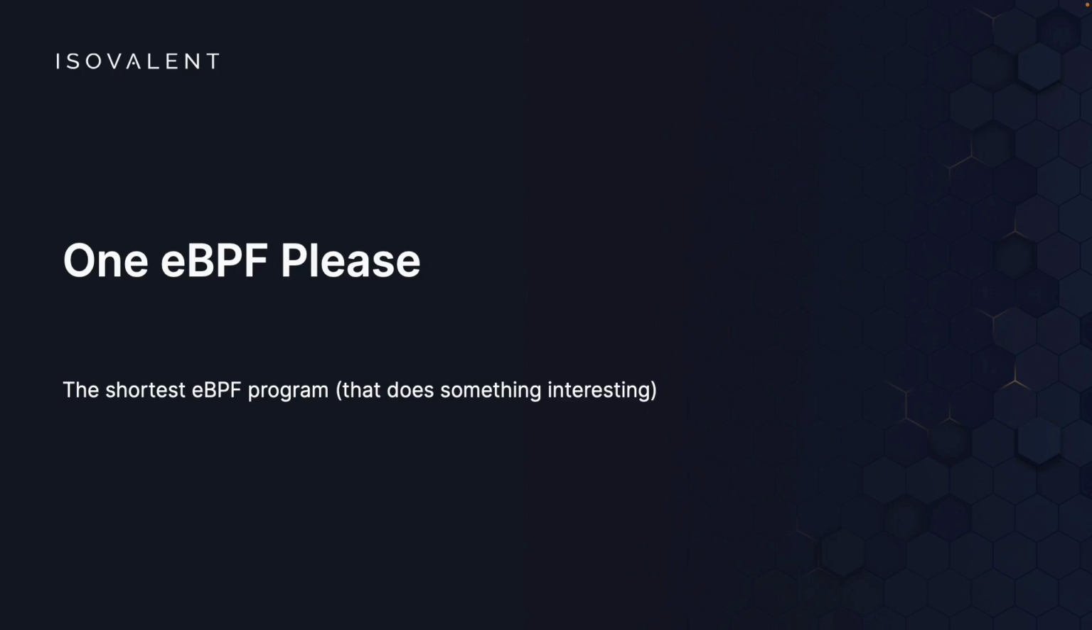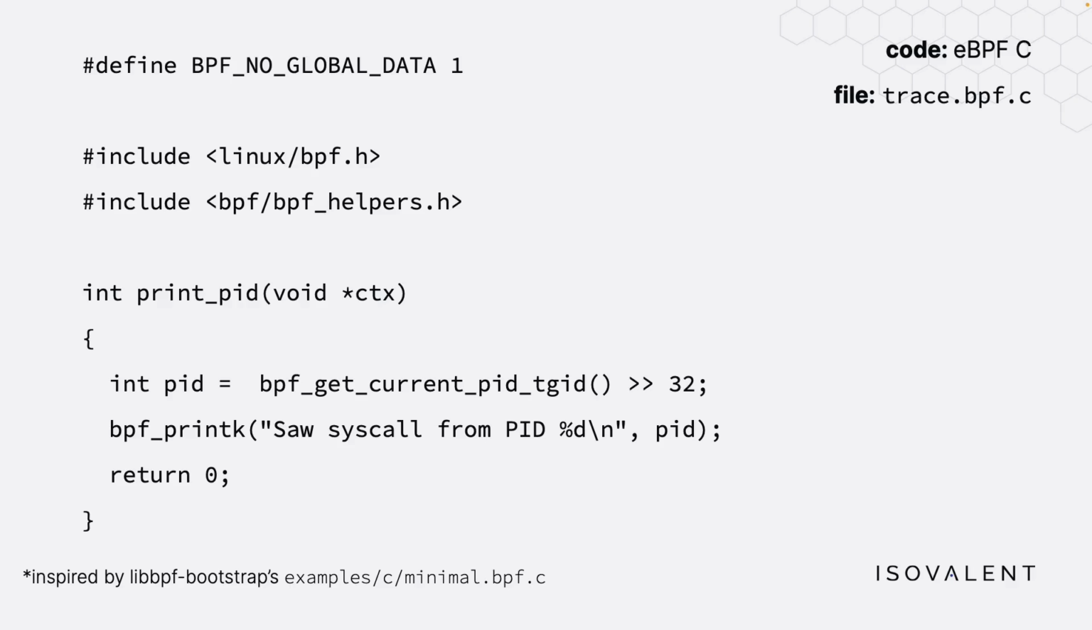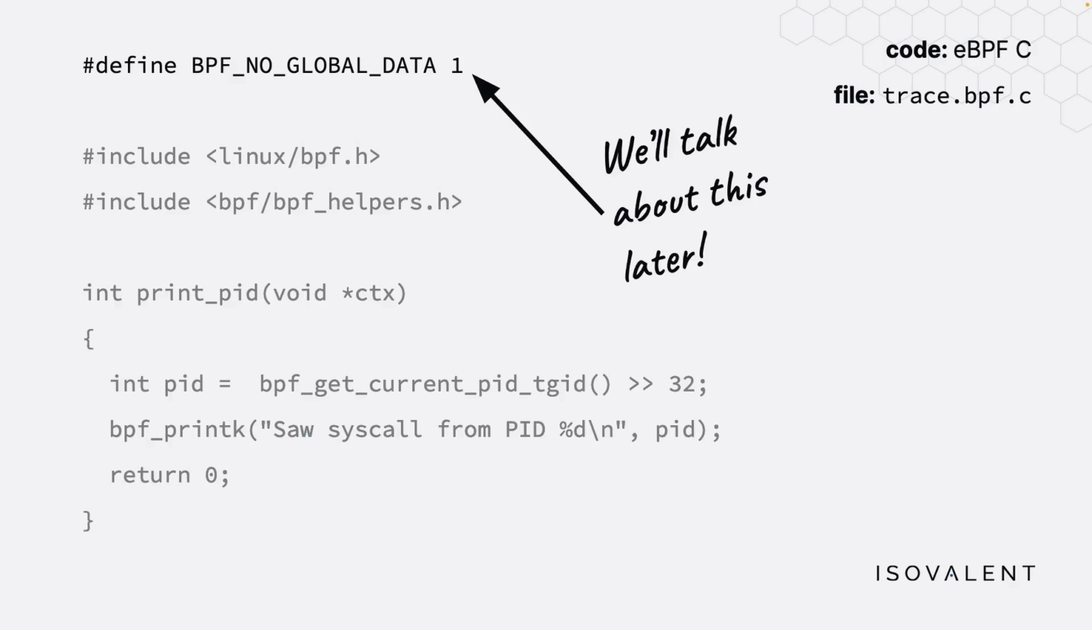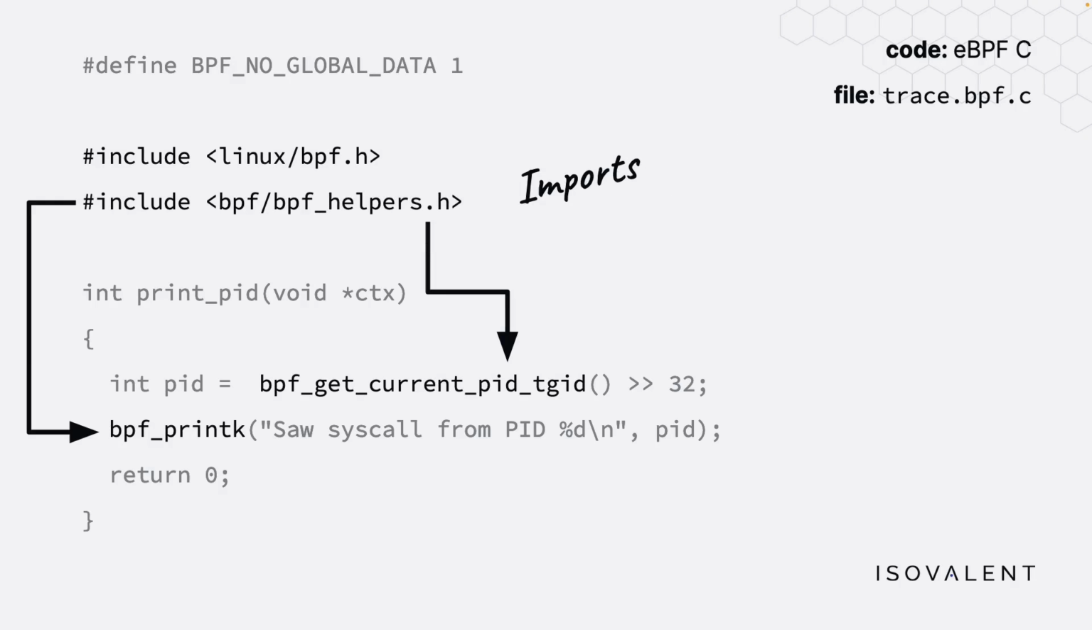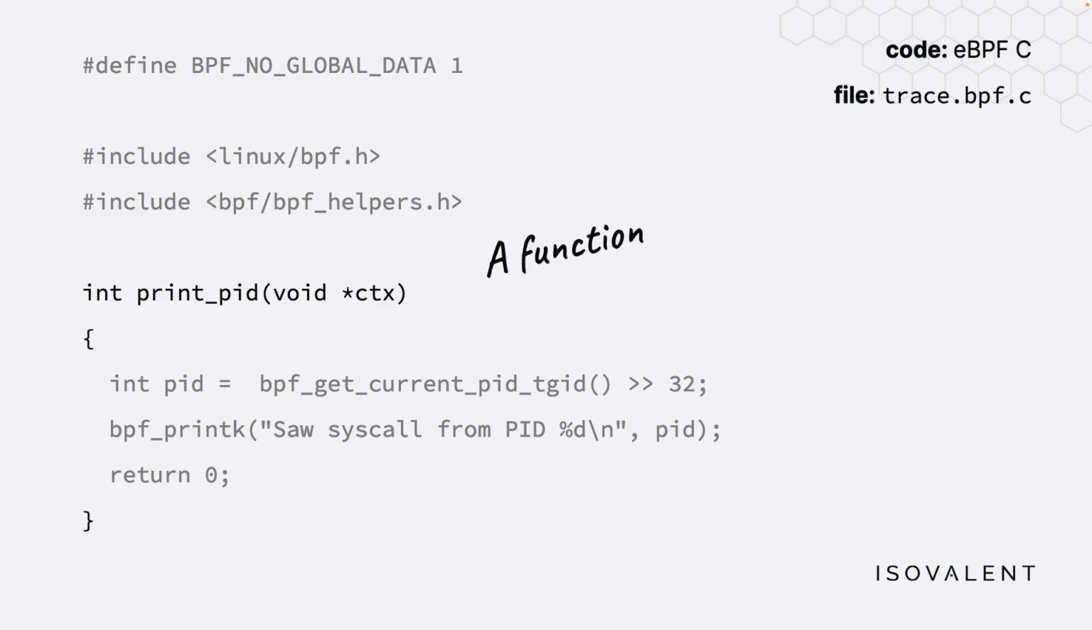So let's start with the simplest eBPF program that we could write that does anything interesting at all. And this is it. And we're going to step through it line by line. Apart from this one, we'll talk about this first line later. The rest of it is pretty straightforward. We're going to import some stuff from the Linux kernel using its header files, in which case we're going to get imports for these two functions down here. We're going to declare a function, and the name of a function is actually somewhat irrelevant, as we'll see in a minute.